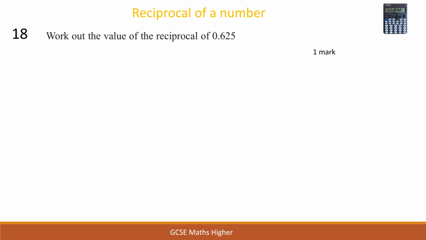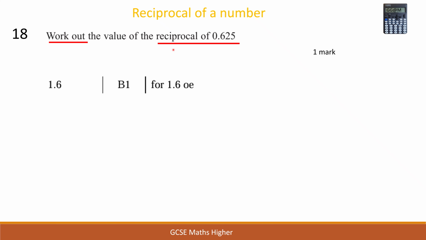Our last 2 questions are to do with the reciprocal of a number. So we've got to work out the reciprocal of 0.625. This is worth 1 mark in the exam. So press pause, make sure you know the definition of the word reciprocal and you know what to do if you see that word in the exam, and then press play when you're ready to see the answer.